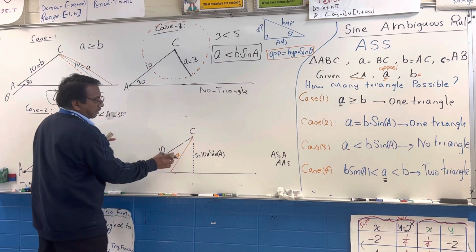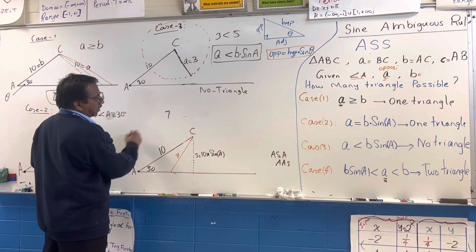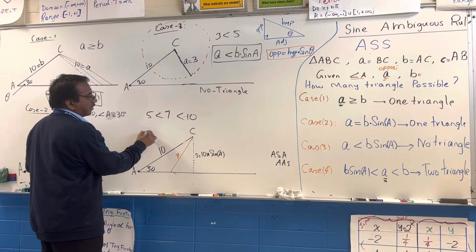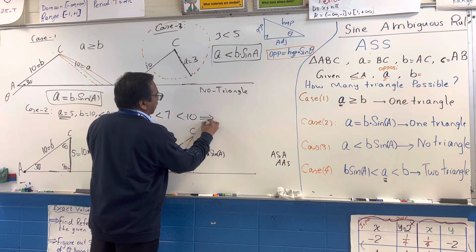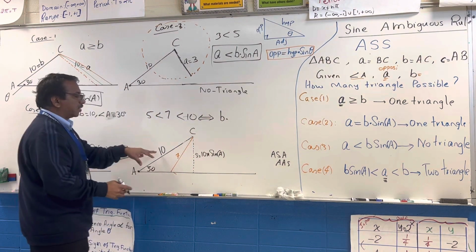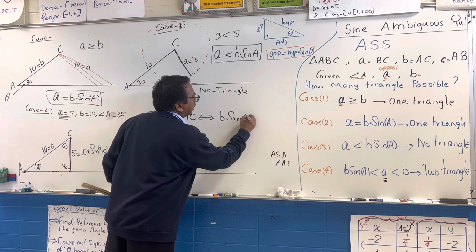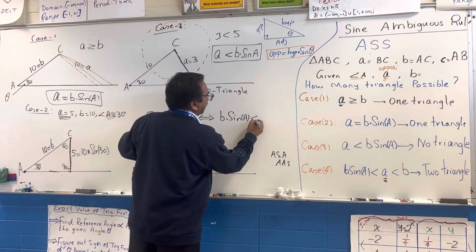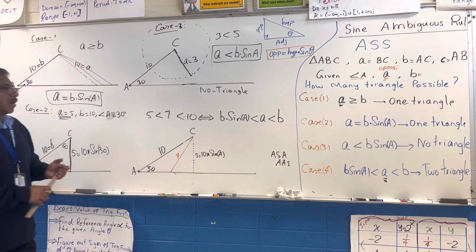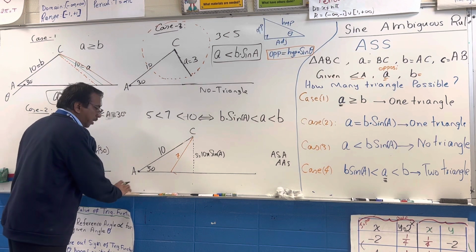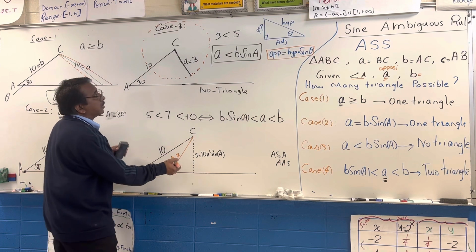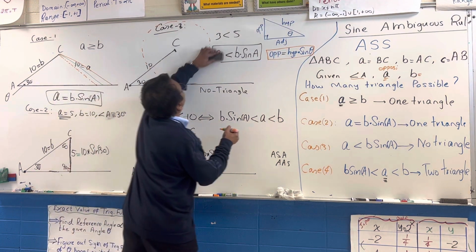So let me write here. This 7 is greater than 5 and is less than 10, right? But what does 5 mean? 5 is the same as writing B sine of the angle, because 10 is B. So B sine A is less than A, and that is less than B. See? So a lot of letters there, but the main thing is this: the only triangle that can be formed is with 30, 10, and 7. But besides that, we can also, let me draw it right here.